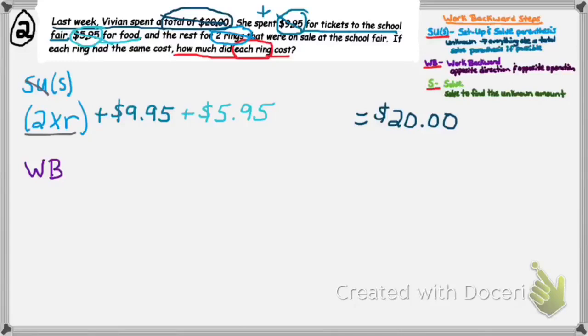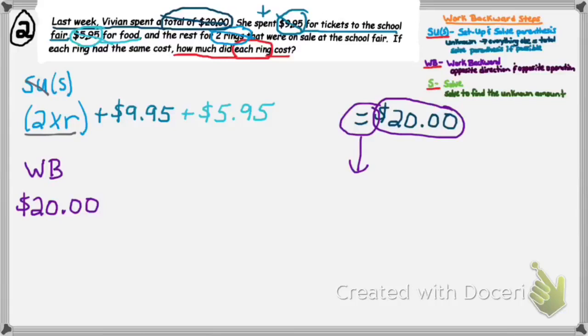Remember, work backward is the opposite direction and the opposite operation. So go to the end and take my $20. I'll start with it here, cross it out. Take my equal sign. It stays exactly where it was. I'm done with the equal sign. Move on to plus $5.95. What's the opposite of that? Minus $5.95.